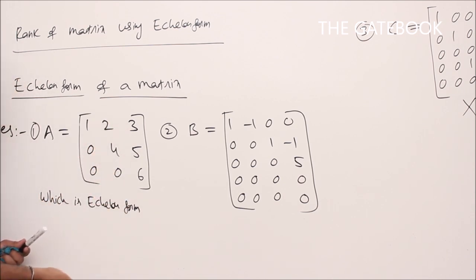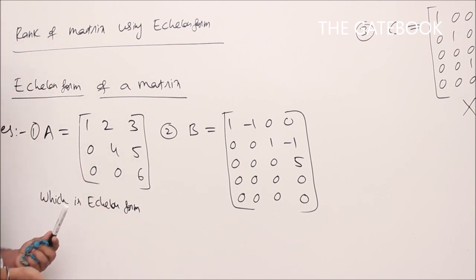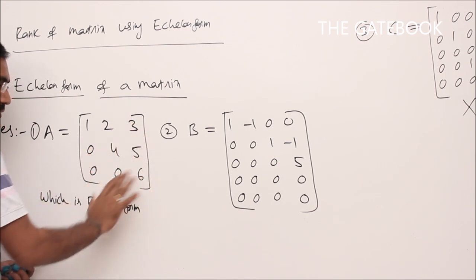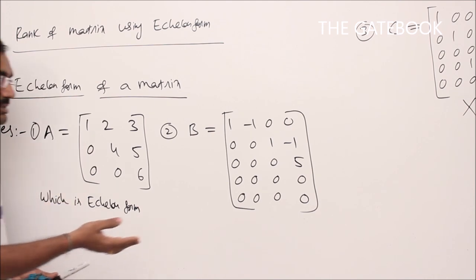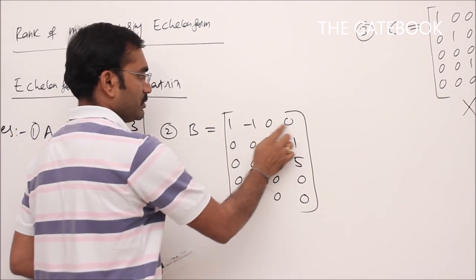The second condition is if there are any zero rows, they must be below all the non-zero rows. Here this matrix does not contain zero rows, so no need to apply that second condition. Second condition is optional. Suppose you take the second matrix here, B matrix, 1 minus 1 0 0.